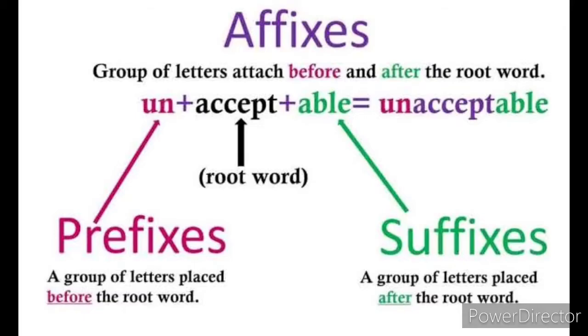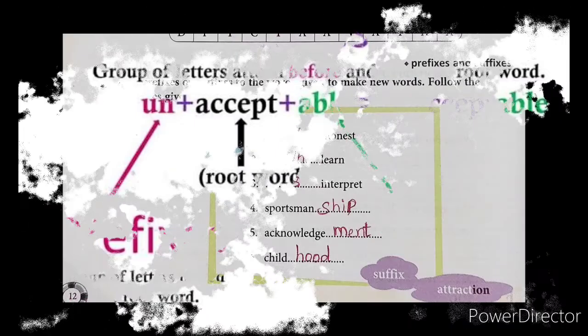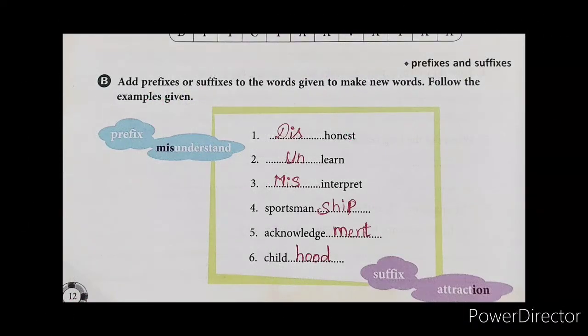Children, now you would have understood what is meant by prefix and suffix. Let's move on to the book exercise. Look at here, children, the exercise section B, prefix and suffix. Look at the title here. Add prefix or suffix to the words given to make a new word. Follow the examples given. So see the prefix added here.